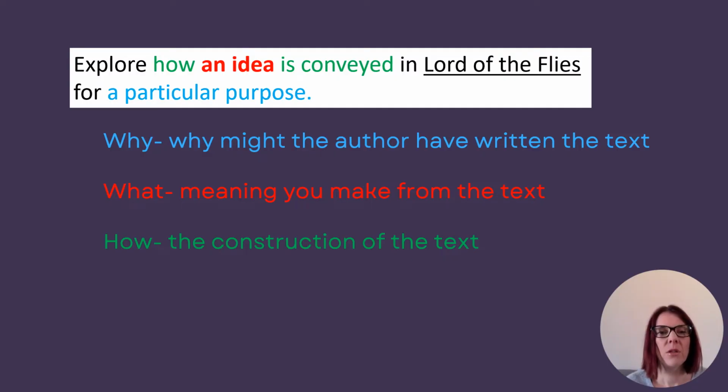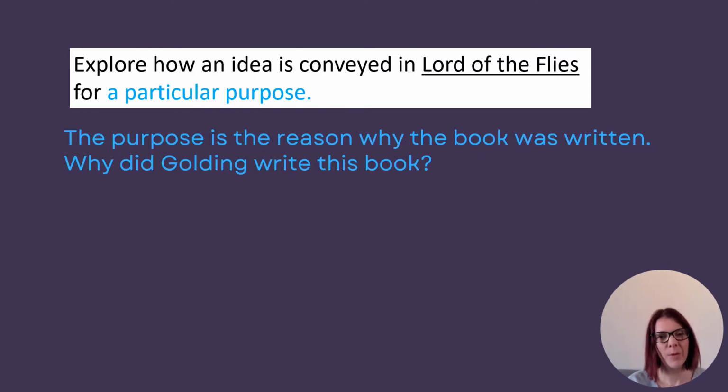With this question, the why is for a particular purpose. The meaning you have to identify is an idea, and we're asked to consider how it is conveyed, and that will relate to all the different choices that Golding has made. We're going to start with the purpose, because it's often a good idea to start by thinking about why a book was written. And if you haven't started filling in your Cornell notes, make sure you are doing that as we go through the next few slides.